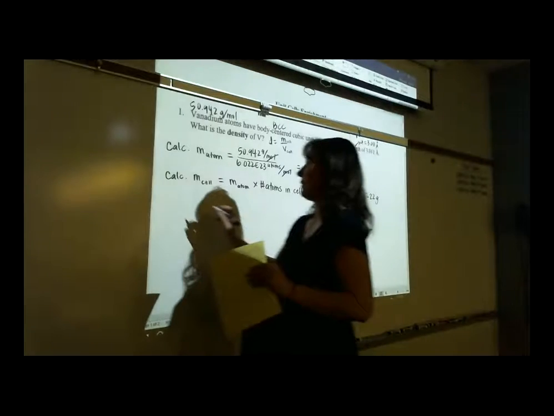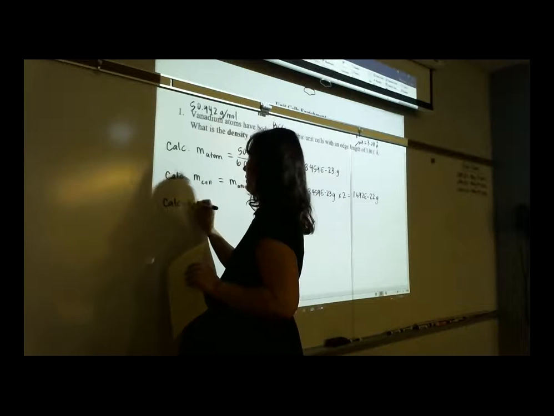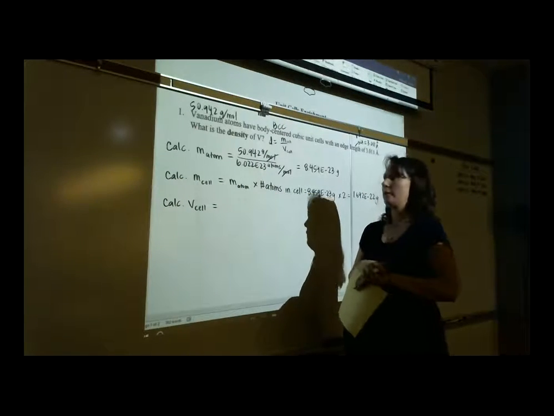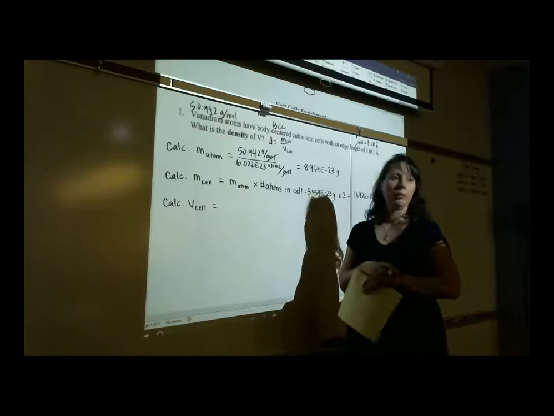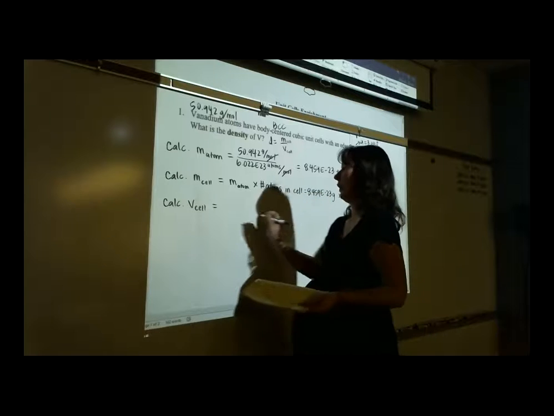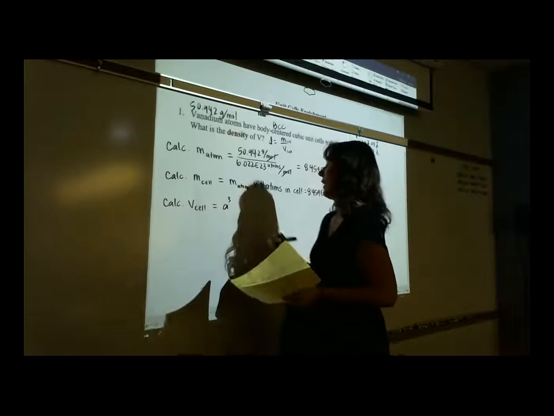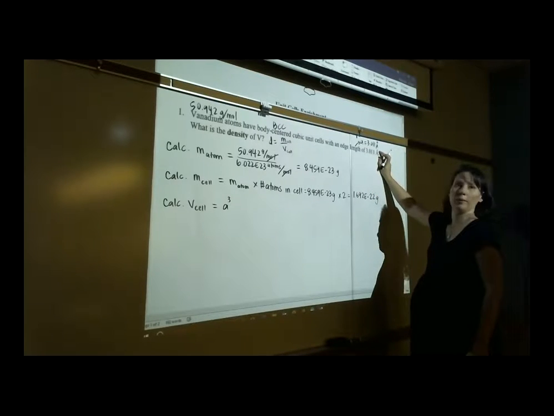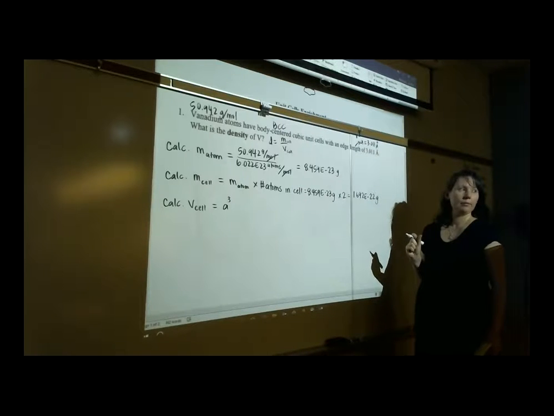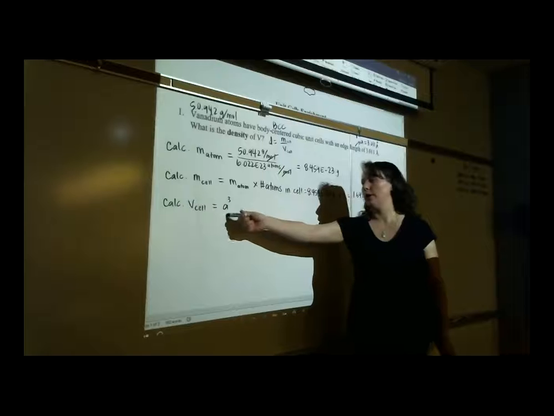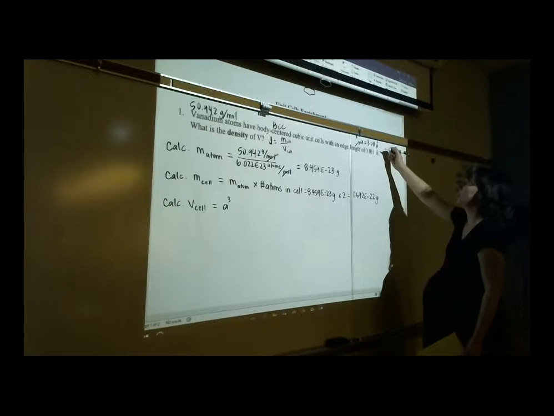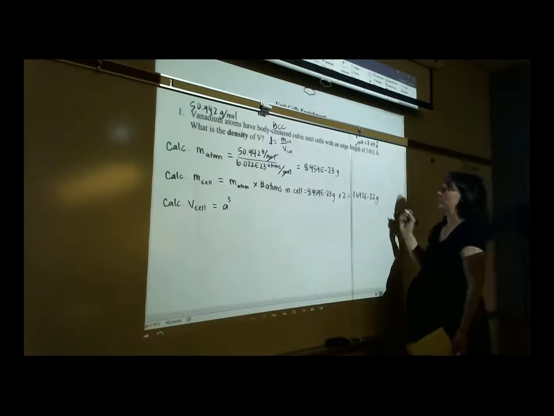Now we need V cell. And how do you calculate the volume of a cell? If it's a cube, what's the volume of a cube? Length times width times height, right? And they're all the same in a cube. So that's a cubed. Now we've got the edge length a, but we don't want it to be in angstroms. Why? What unit does the volume need to be in? Centimeters cubed, right? Because centimeters cubed is the same thing as a milliliter. That's a unit of volume that we're familiar with. So we need to convert angstroms to centimeters, right?